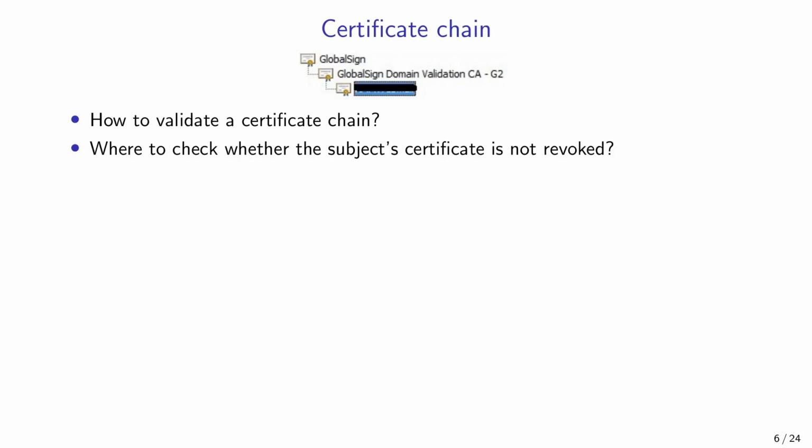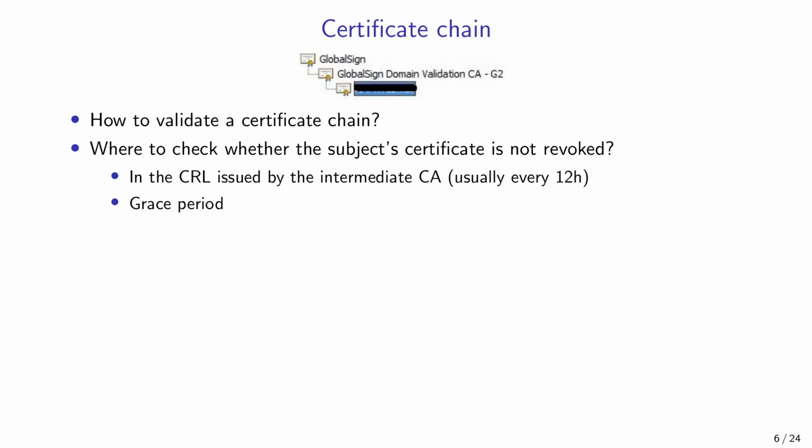First, where to check whether the subject certificate is not revoked? Well, in the CRL issued by the intermediate CA. So here in the subject certificate will be a link to the CRL signed by this intermediate CA which issued the certificate. Usually these CRLs are updated every 12 hours. So as you see, a situation can occur where a certificate is revoked, but the CRL where this certificate will be listed is not yet issued. So there is some period of uncertainty for the relying party until a newer CRL is issued. And this period is called a grace period.